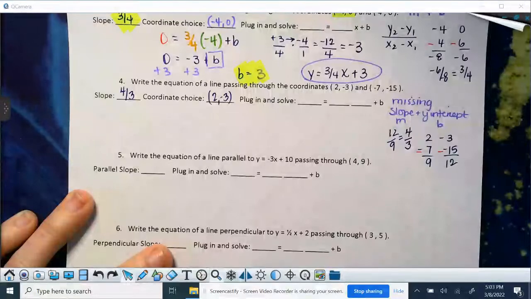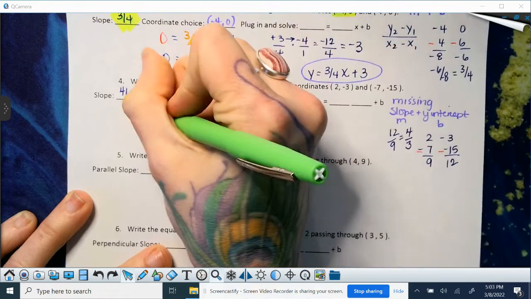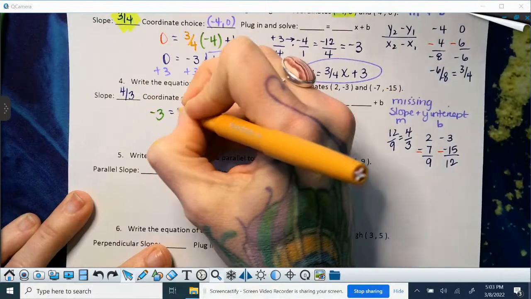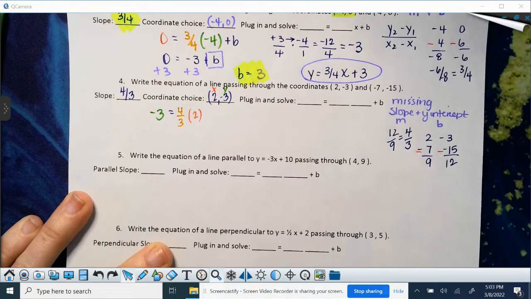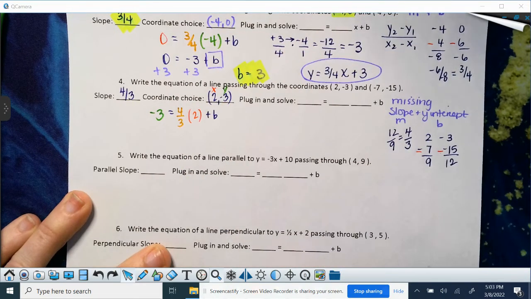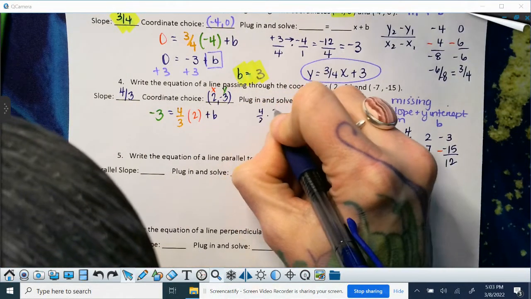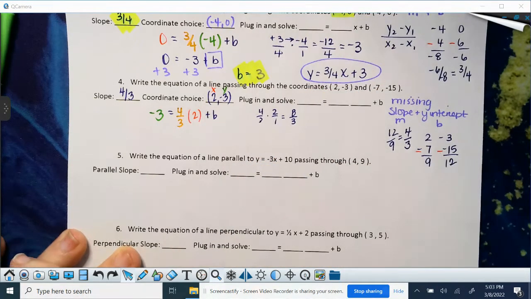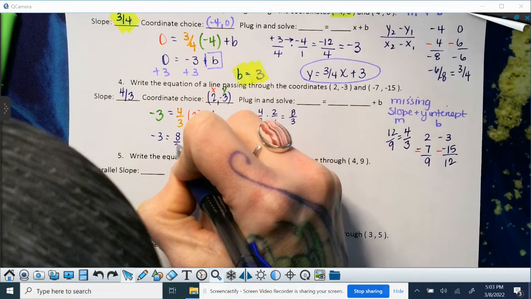So we have a slope, we have our x value, we have our y value, and we're going to plug them in. So y is -3. Our slope is going to be 4 over 3. And then our x value is 2. And then plus b. So 4 over 3 times 2 over 1 is going to give me 8 over 3, which does not reduce because 3 is an odd number and 8 is an even number. Neither one of them is divisible by the other. So we have -3 equals 8 over 3 plus b.